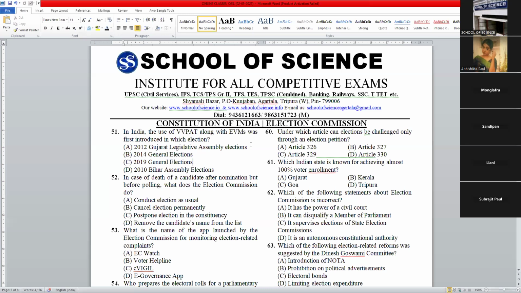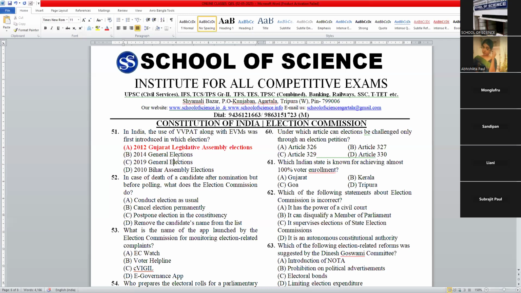The right answer is A. The voter verifiable paper audit trail, VVPAT, system was first introduced in the 2012 Gujarat Legislative Assembly elections as an additional measure to ensure transparency and credibility in the voting process. The VVPAT was used alongside electronic voting machines, allowing voters to verify their votes on a paper slip. After the success of its implementation in Gujarat, the use of VVPAT was extended to other elections, including the 2014 general elections and subsequent ones.